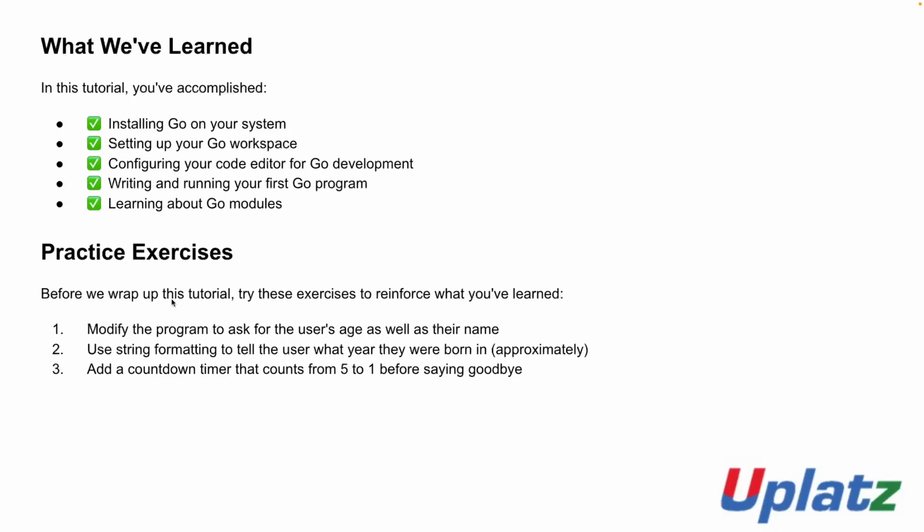Before we wrap up this tutorial, try these exercises to reinforce what you have learned. Modify the program to ask for the user's age as well as their name. Use string formatting to tell the user what year they were born in approximately. Add a countdown timer that counts from 5 to 1 before saying goodbye.